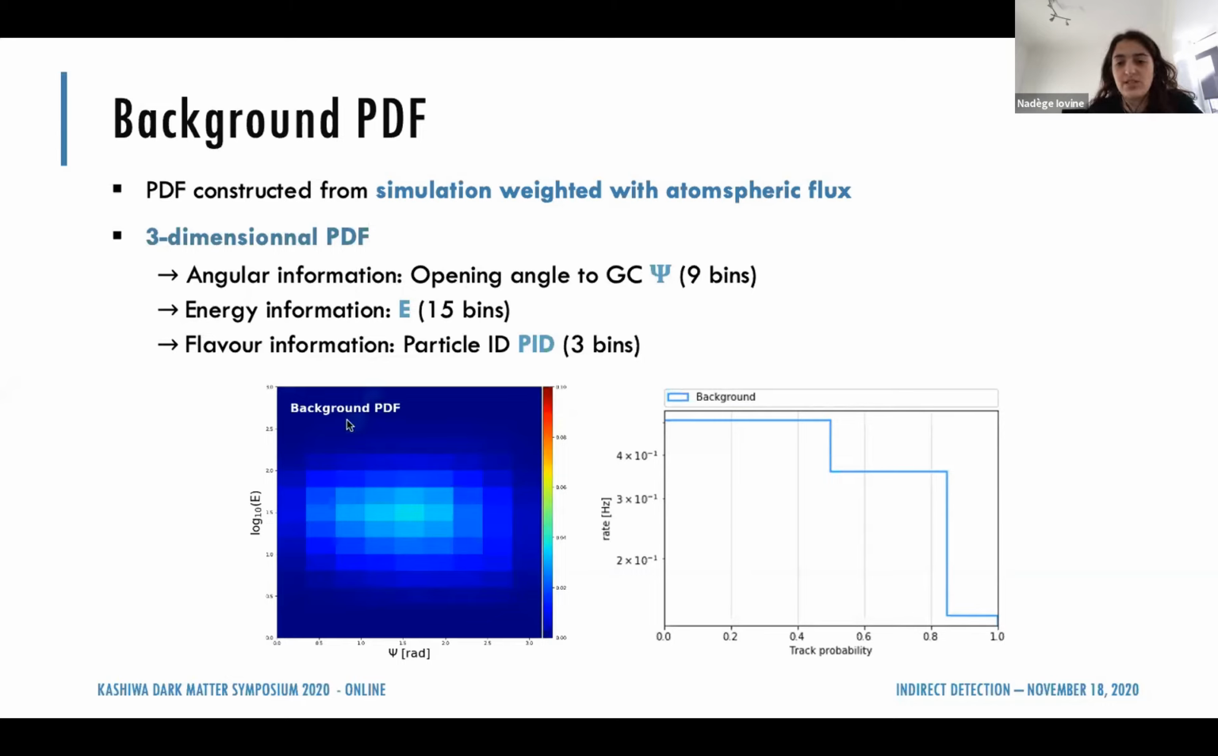So here I represented the 3D PDF in the form of two histograms. The first one is a two-dimensional histogram with psi, the opening angle to the galactic center, and the energy. And then the second is a 1D histogram with the track probability. A track probability of 1 means that the event is track-like, while here the events are most probably cascades.